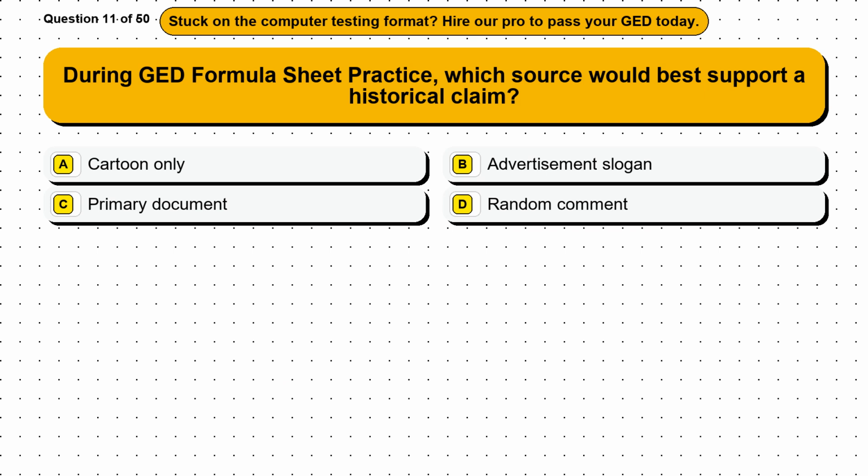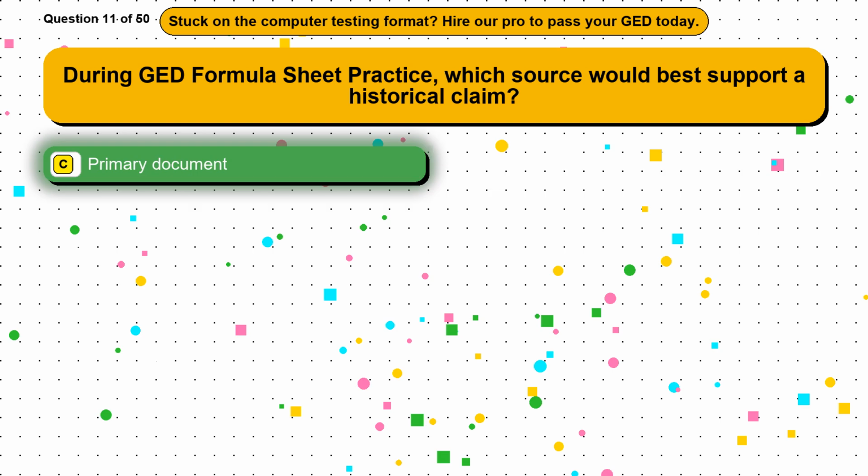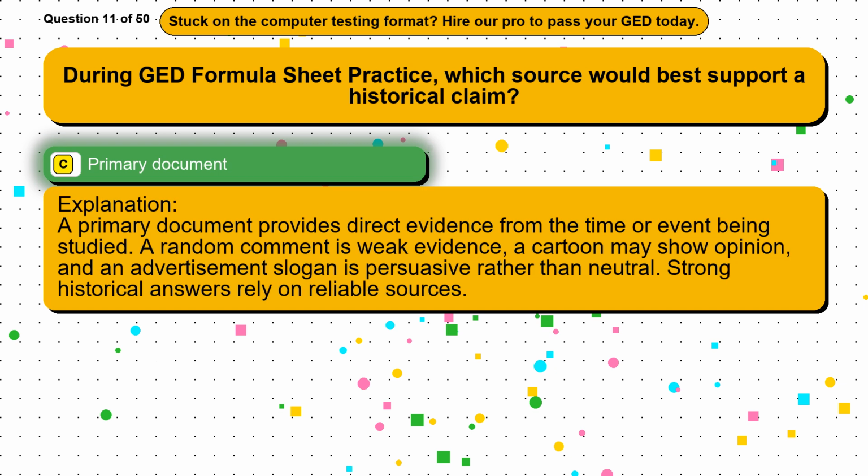Question 11. During GED formula sheet practice, which source would best support a historical claim? Option A, Cartoon only. Option B, Advertisement slogan. Option C, Primary document. Option D, Random comment. The correct answer is option C, Primary document.